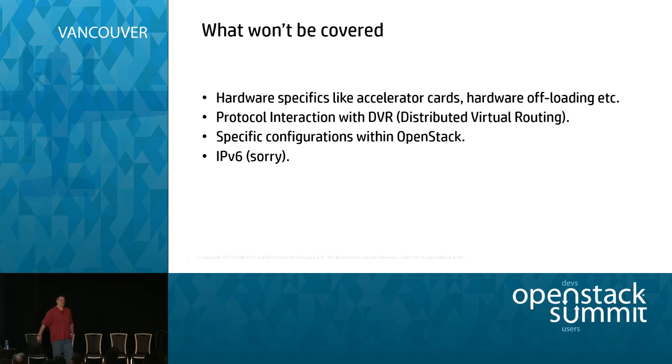All right, a little bit about what we won't talk about. We're not getting into hardware specifics. We're not talking about accelerator cards or offloading or any of that stuff. It's all really fascinating. There's actually some good stuff out on the vendor floor. You can talk to folks about that stuff. It certainly goes along with this discussion. I don't have time. We're not going to talk about DVR either. That adds a whole really cool element to how the protocols interact with OpenStack, but it would make this way too long. That's a whole other topic in itself. We won't be going into how to configure, like I mentioned, and IP version 6 isn't on the list. So if you came looking for that, that's not where I'm headed.